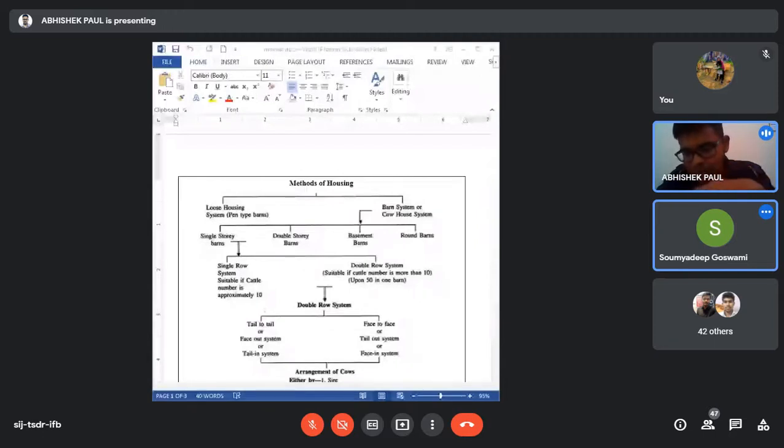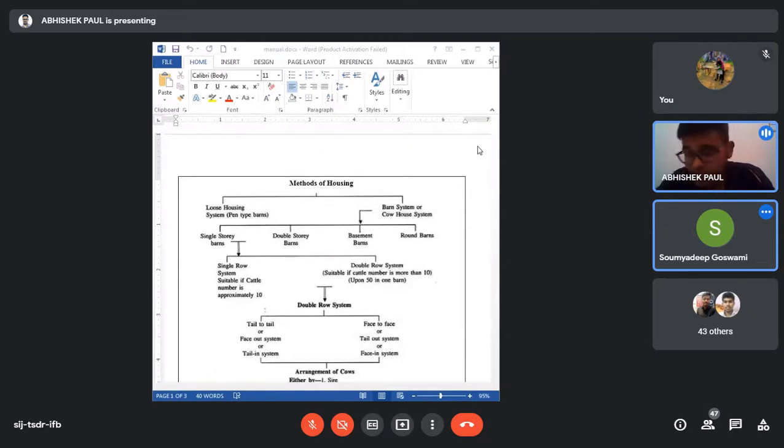So the first, major output is milk yield, and the second one is the manure. If you can sell the manure, these are the two major outputs from a dairy farm. Yesterday I have already discussed how to calculate the feed cost.